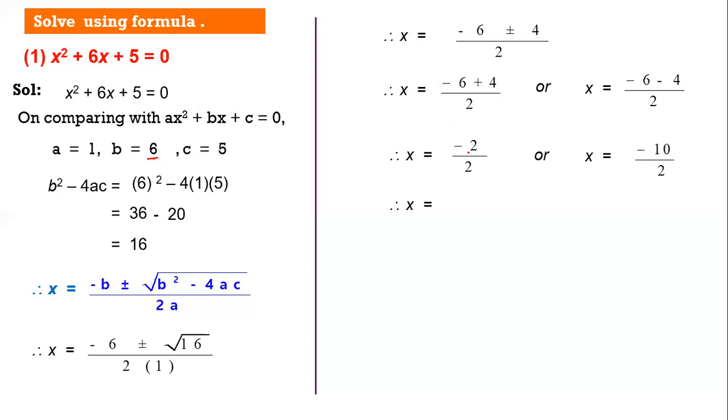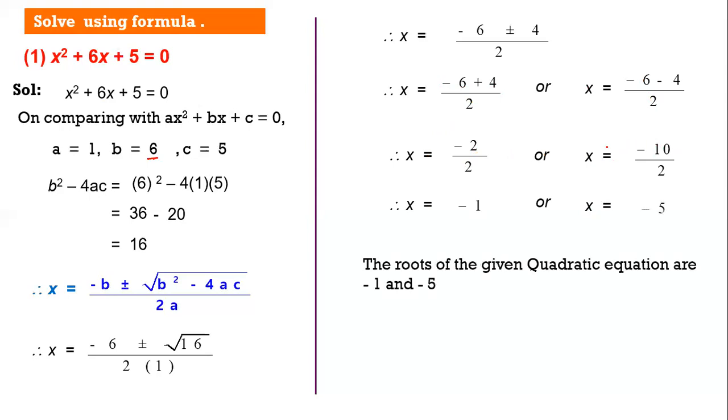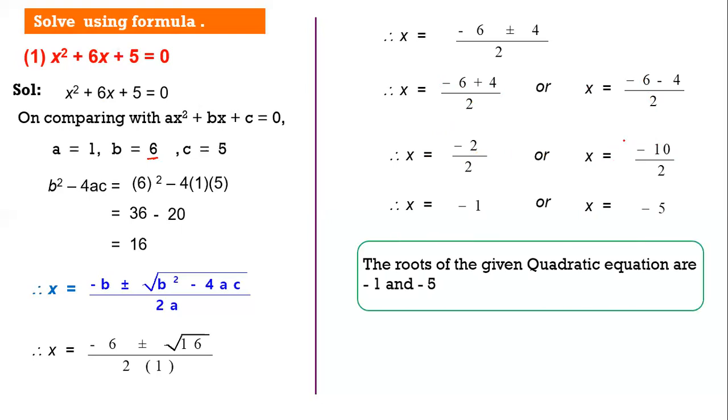Minus 2 upon 2, students, we know it is minus 1, and minus 10 upon 2, students, it will be 2 5s are 10, so minus 5. So we can say that the roots of the given quadratic equation are minus 1 and minus 5, and put it in a beautiful looking box.